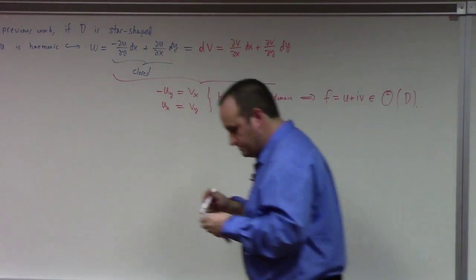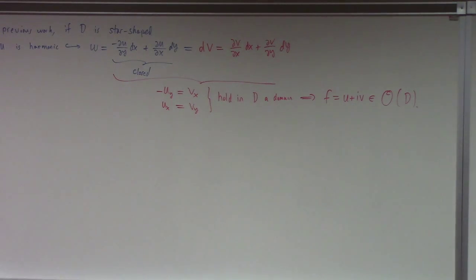All right. Any questions? So the theorem we have just proved is theorem 3.32, which says that if u is harmonic on a star-shaped domain, then there exists a function v such that u plus iv is holomorphic. All right, so that's what we've shown. If you have a harmonic function on a star-shaped domain, then you can find a harmonic conjugate.